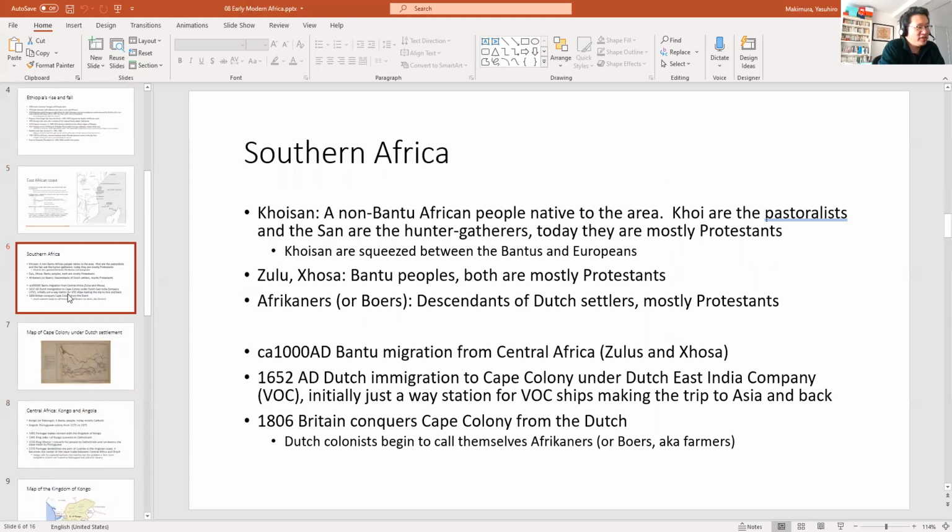And what happens is that the Khoisan lived in this huge area in southern Africa, but the Europeans will eventually land in Cape Colony and begin to move north, and the Bantu speakers will come from the north and push south. So the Khoisan are kind of like squeezed in between. Among the Bantu speakers, the two prominent ones are the Zulus and the Xhosa. Today, they're mostly Protestants.